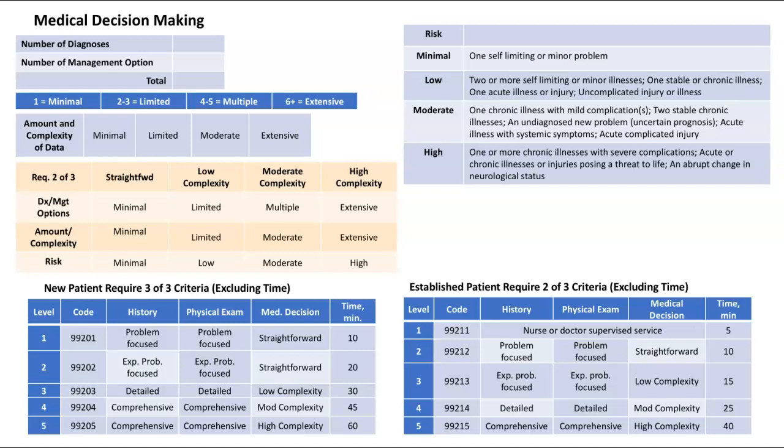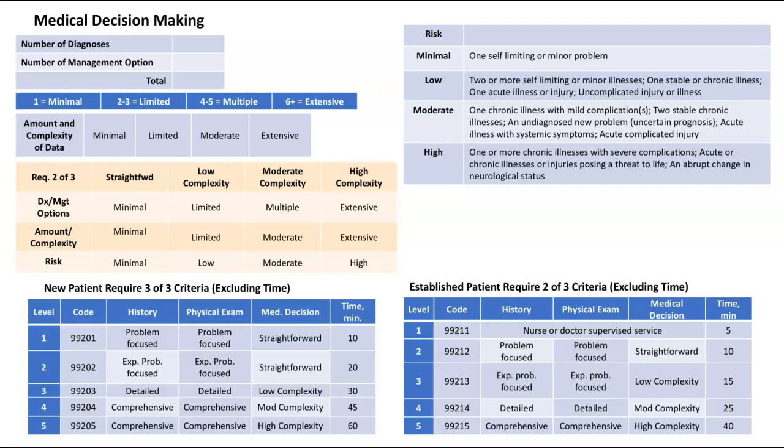So with the medical decision making, we typically are going to grade them on the number of diagnosis and management options and then the level of risk. That orange box there will then show you if you have, for example, multiple diagnosis and management options and moderate risk, then that would give you moderate complexity for your MDM. So very easily lets you find what the medical decision making has earned.